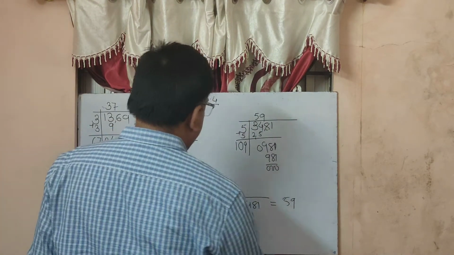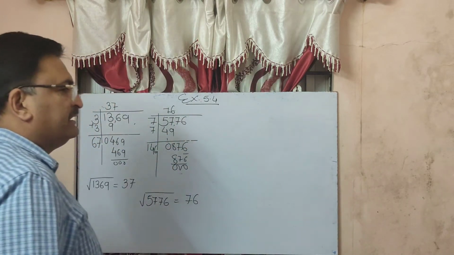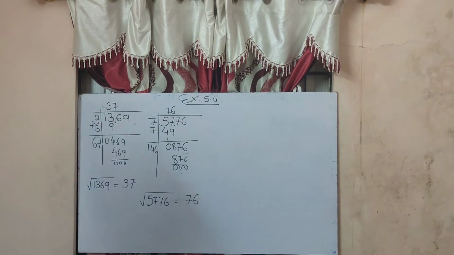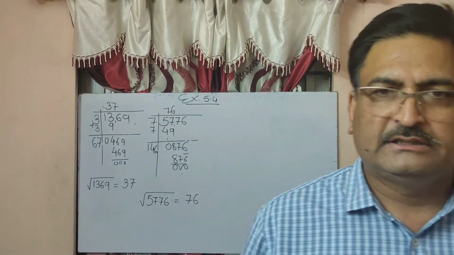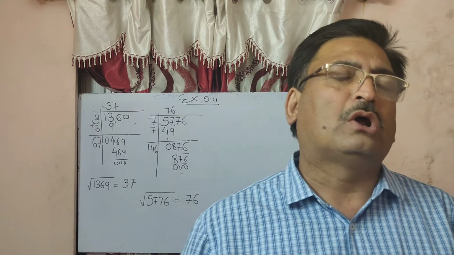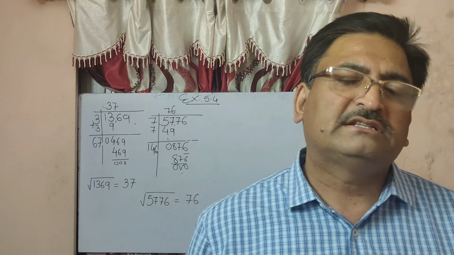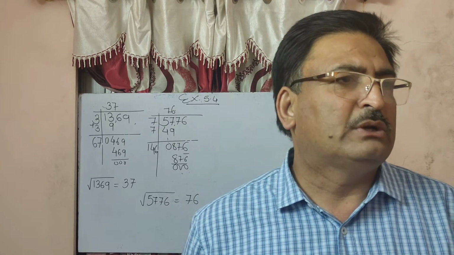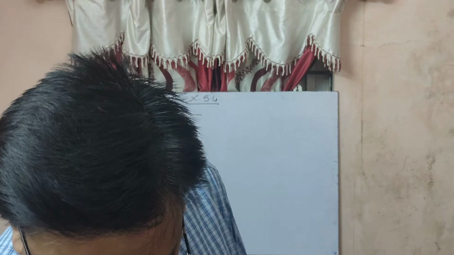Sometimes in the exam, what happens? They will ask you to find the square root of any number. So you can use the successive subtraction method, or you can use the prime factorization method, or you can use this method also. Okay, the next one now.